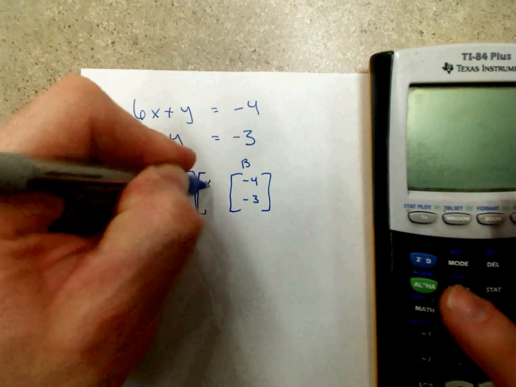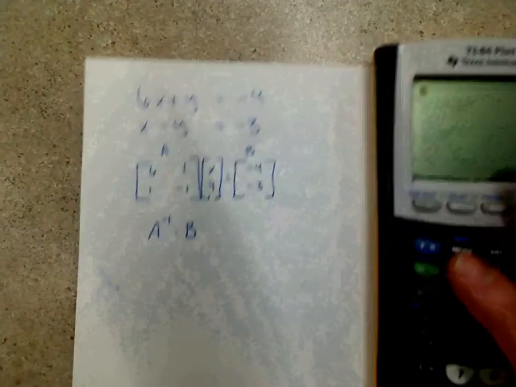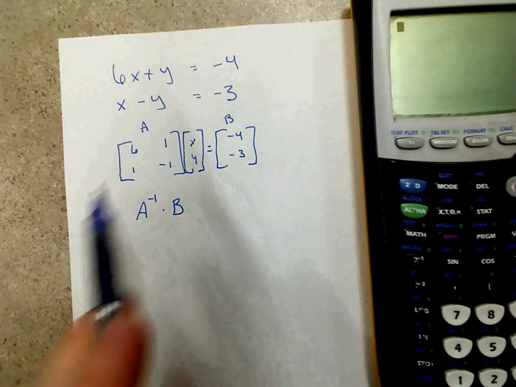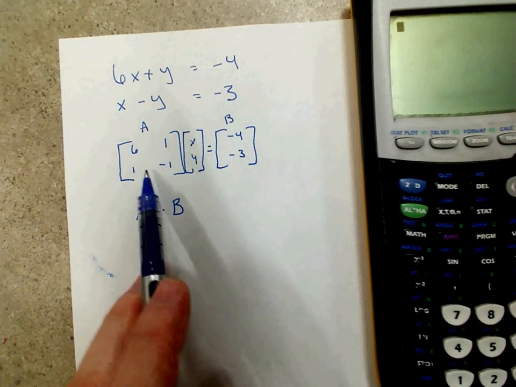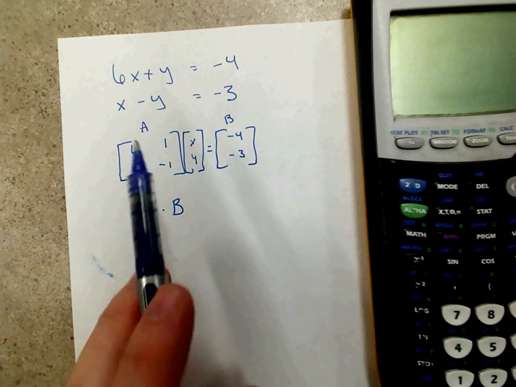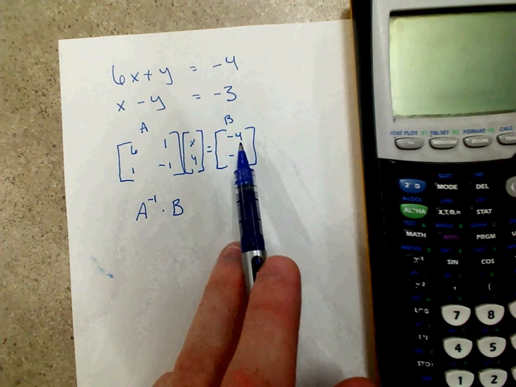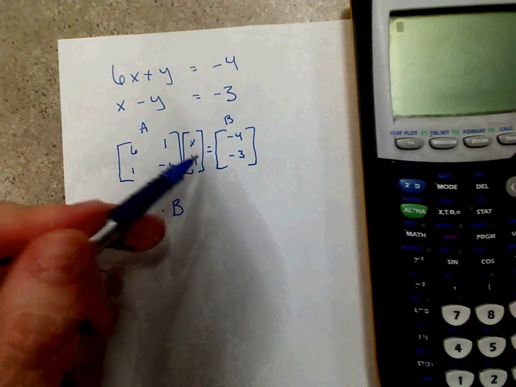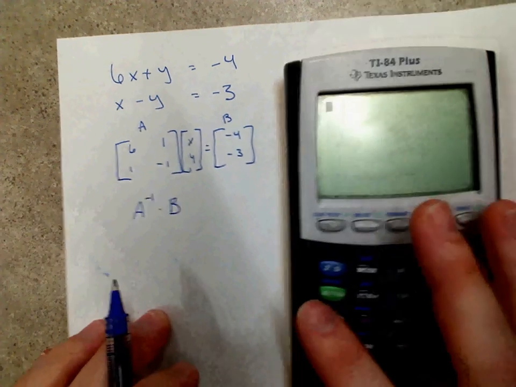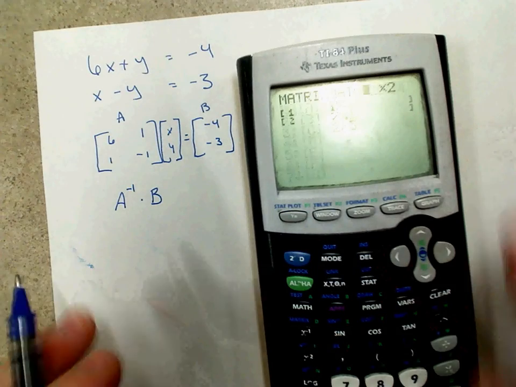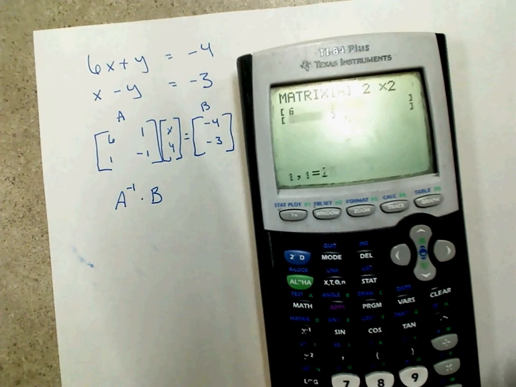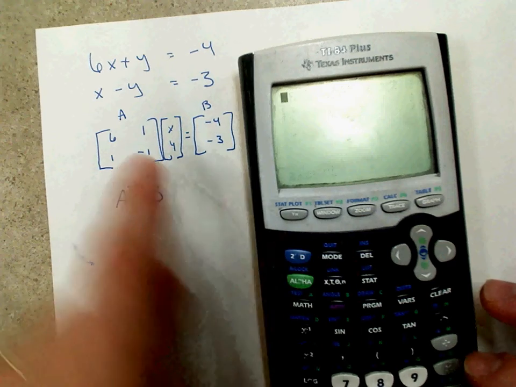All right, so if I want to get x and y by itself, I need to get matrix A over here. To do that, I multiply by the inverse. So I need the inverse of A multiplied by B, and that's going to cancel out over here. X and y are going to be by themselves. So I can put it in my calculator. Let me edit a 2 by 2. There's matrix A. And let me edit a 2 by 1.